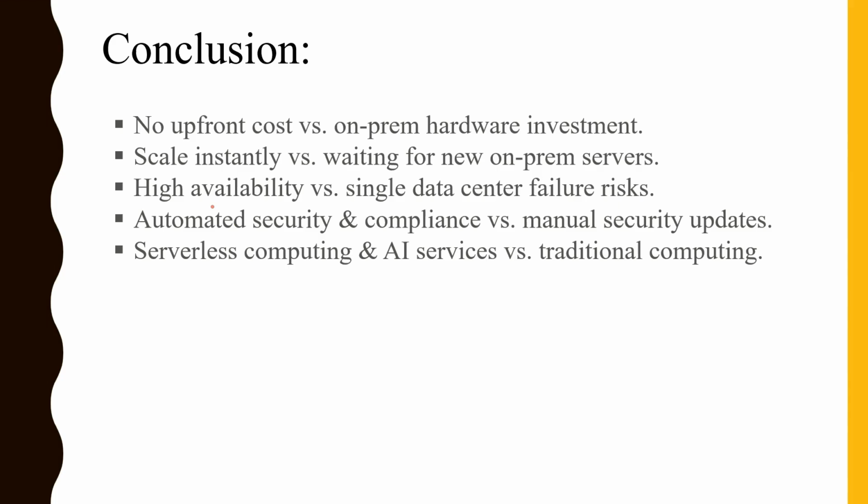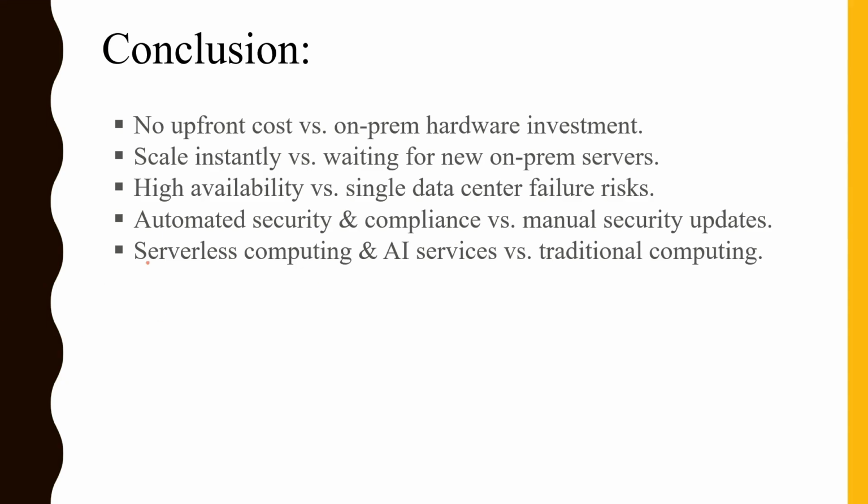Next one is high availability. Because of multiple availability zones, AWS is highly available, whereas on-prem is a single data center. We cannot maintain multiple data centers in on-prem because of the cost, and even if we maintain them, there are a lot of security issues and a chance of failures. And next one is automated security and compliance. Automated security is completely provided by AWS for the data that we store or transfer over AWS, whereas in on-prem we need to manually provide the security to the data.